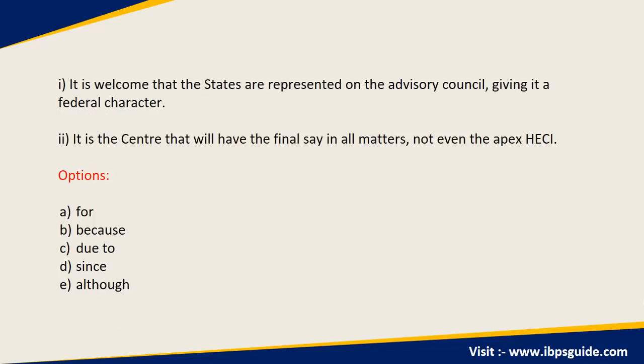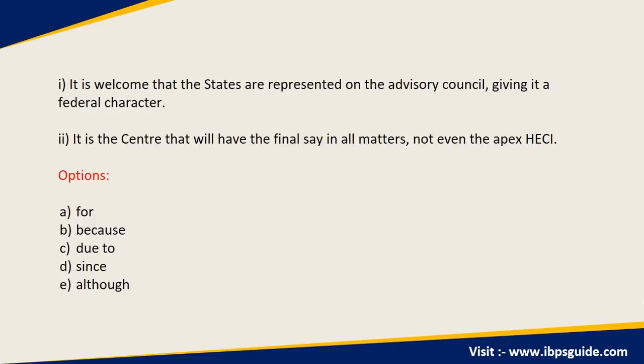Next question. It is welcome that the states are represented on the Advisory Council, giving it a federal character. Next sentence. It is the center that will have the final say in all matters, not even the apex HECI. So when you read these two sentences, in the first sentence they're saying that the state is represented on the Advisory Council, which means that the state representatives also have a voice in the Advisory Council. They can also express their opinions. In the second sentence, they are saying that all final decisions are made by the central government.